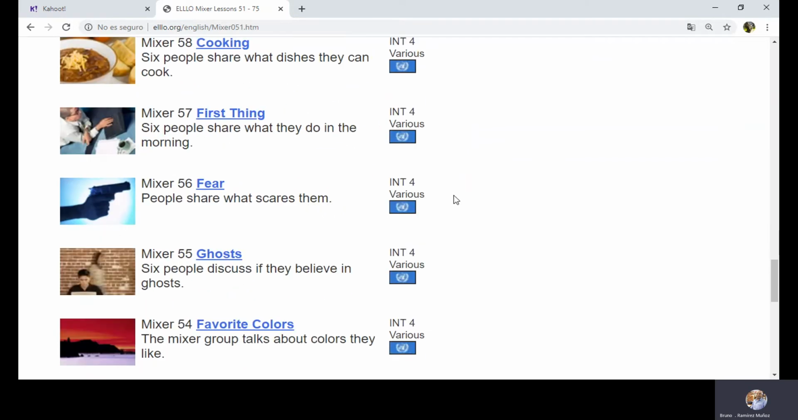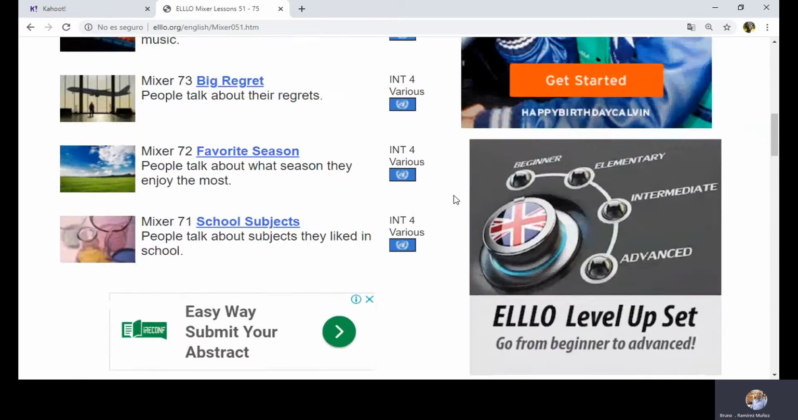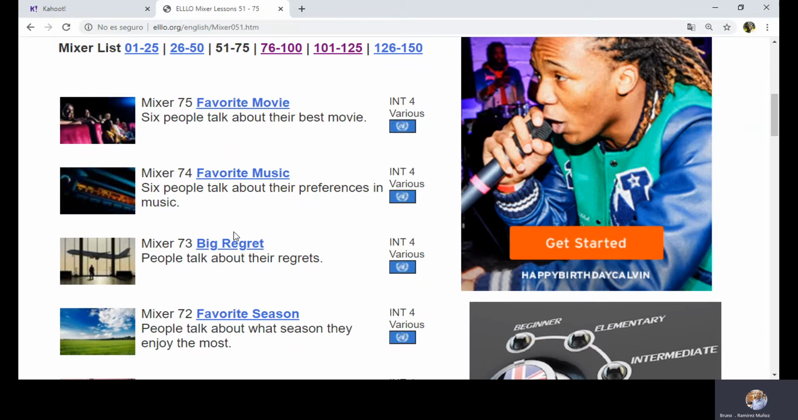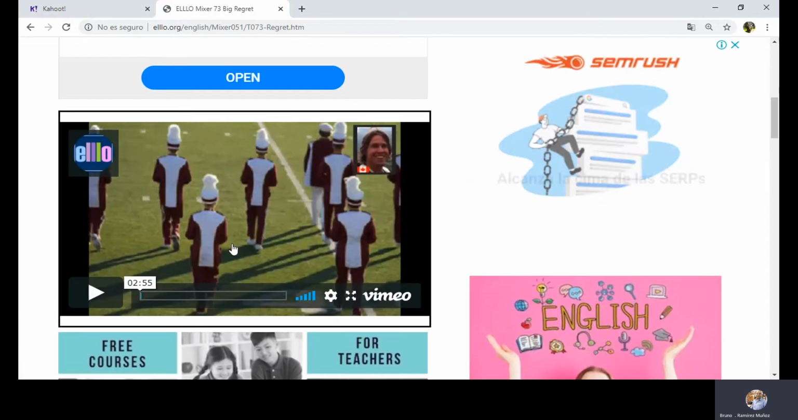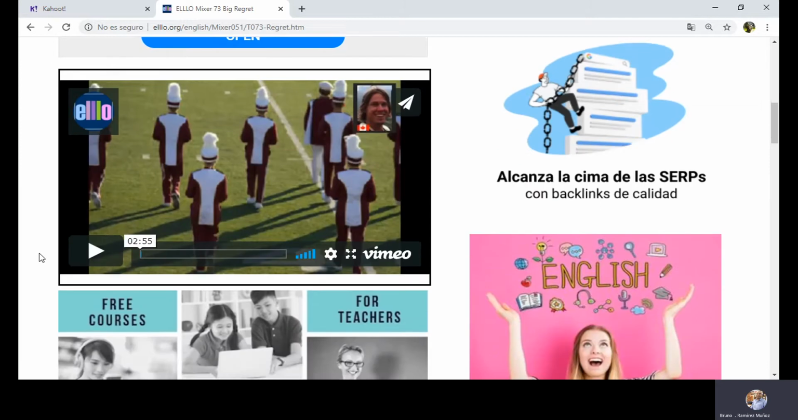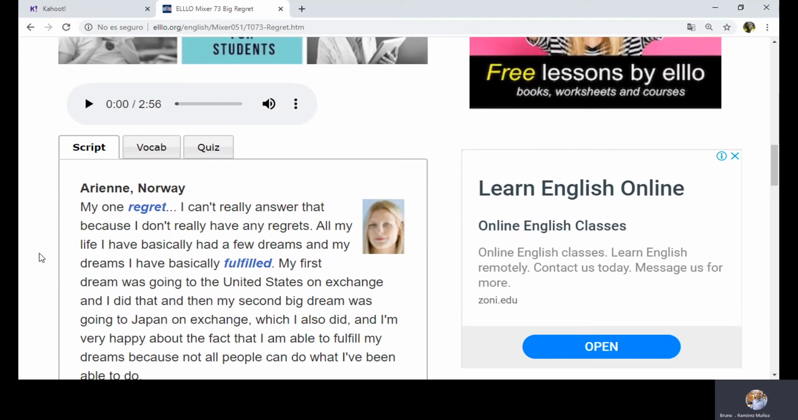I guess the first one, or one of the first ones, maybe a big regret, could have to do with past tense, right? Let's see if we get some past tense with regular verbs. So I'm going to play the recording for you, and then we're going to pay attention to specific sections in the script. Here we go.